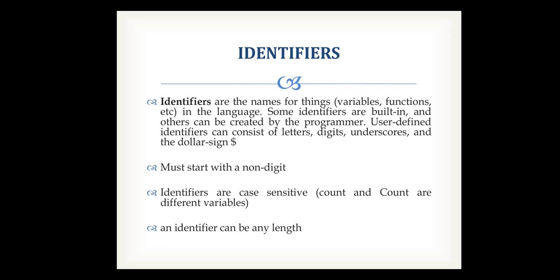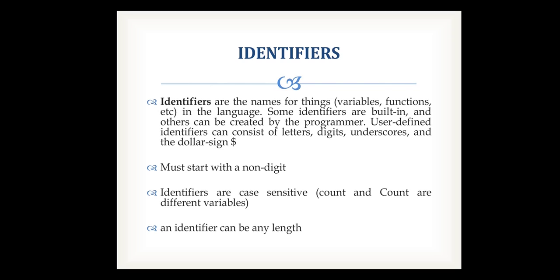Next is identifier. Now we are going to study in detail what an identifier is. Identifiers are the names for the things, variables, functions, etc. in the language. Some identifiers are inbuilt and others can be created by the programmer. User defined identifiers can consist of letters, digits, underscores and dollar sign. It must start with a non-digit.